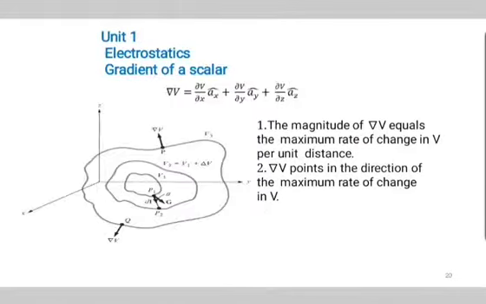Next is the gradient of a scalar. Here the magnitude of delta V equals the maximum rate of change in V per unit distance, and delta V points in the direction of the maximum rate of change in V. Now the equation for the gradient of a scalar is given here.